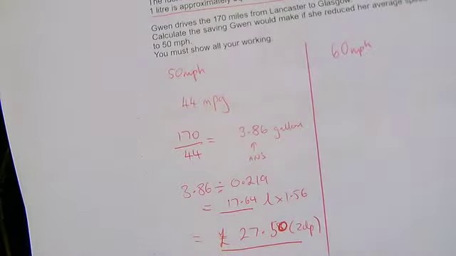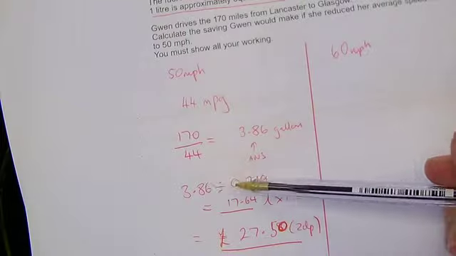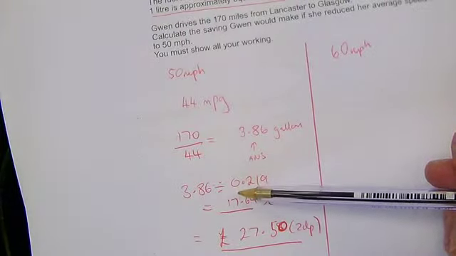It's a little bit easier sort of question like that for me because I know roughly how much it would cost if I drove 170 miles. The hardest bit for you to get was probably that bit there, 3.86, and it was divided. Did anyone do times there? Quite understandable if you did.